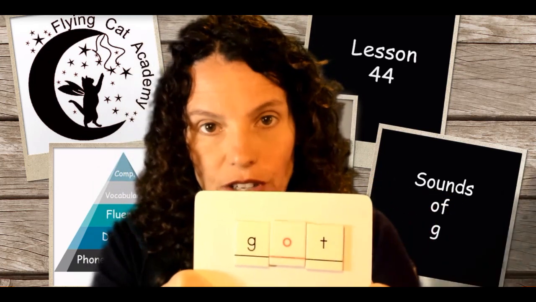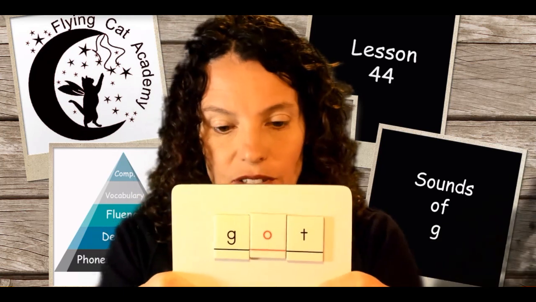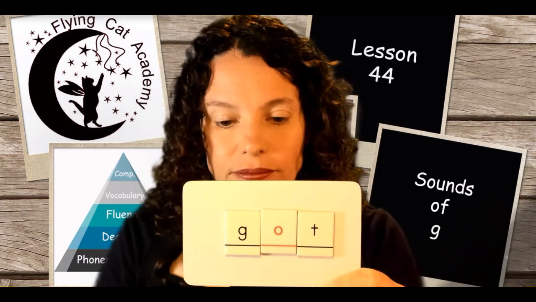We know that G is followed by an O, so it must say G. Can you write this one in the left column of your chart? G-O-T spells got. Okay, G-O-T. And while you're doing that one, I'm going to set up the next word.